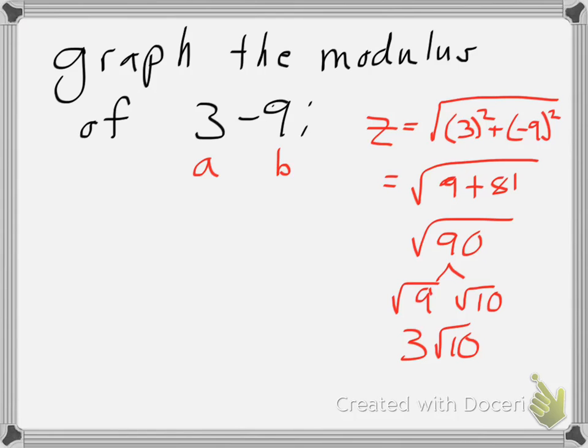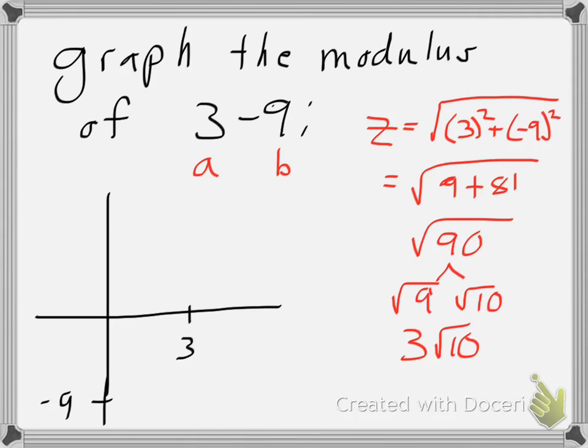Now, if I'm asked to graph that, I'm saying graph 3 square root of 10 as it relates to a modulus. So that means, on my complex graph, I'm essentially graphing 3 minus 9i, except I'm specifically looking at the distance. So, 3 over, and 9 down, now I'm not drawing the scale, but I'd make my point, and then the modulus being this distance is my graph.